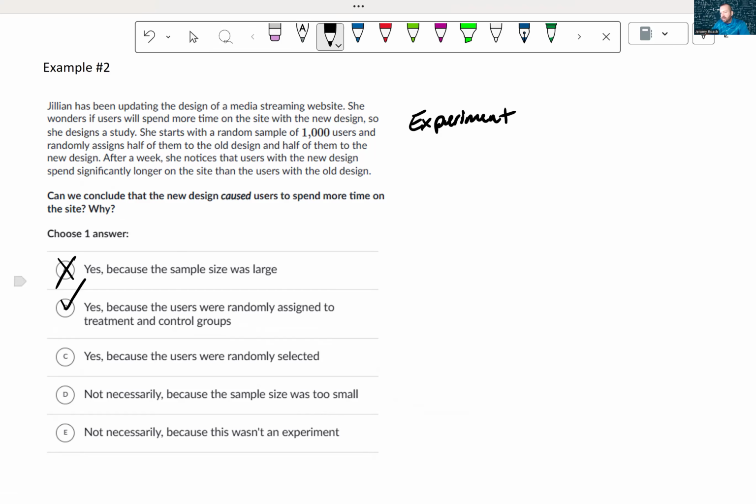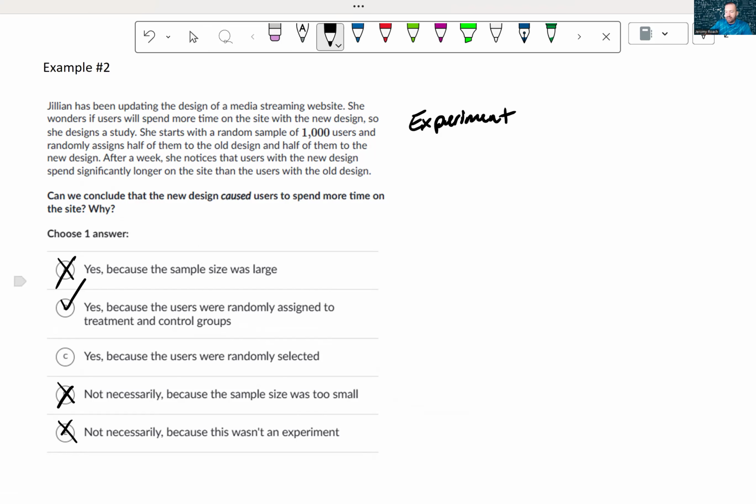Looking at sample size being too small, a general rule of thumb is sample size should be 30 or more. That's just a general rule of thumb for statistics. I don't think we're going to get many questions with the sample size on here.